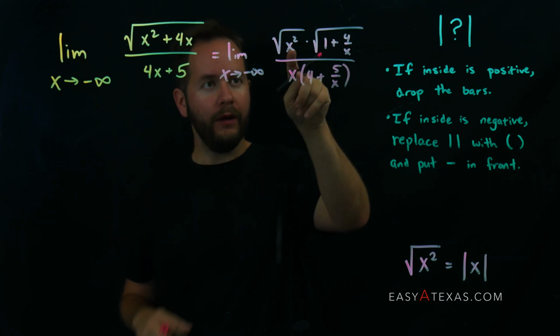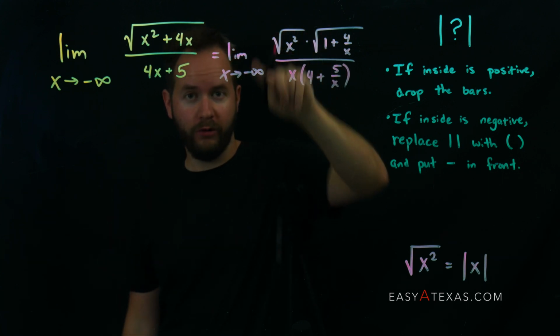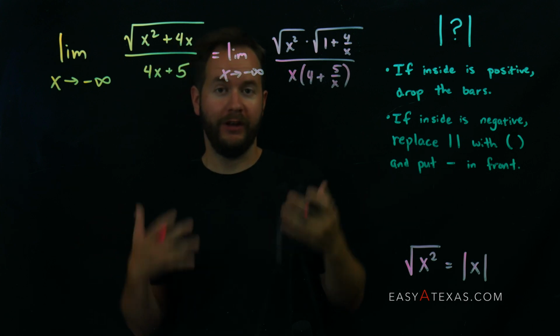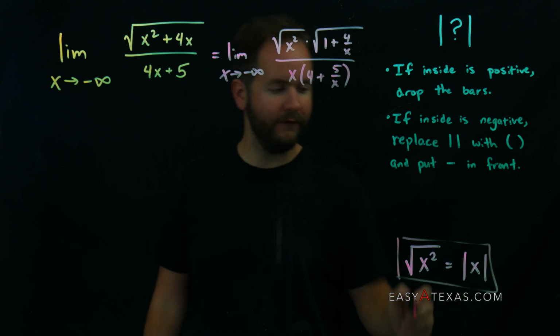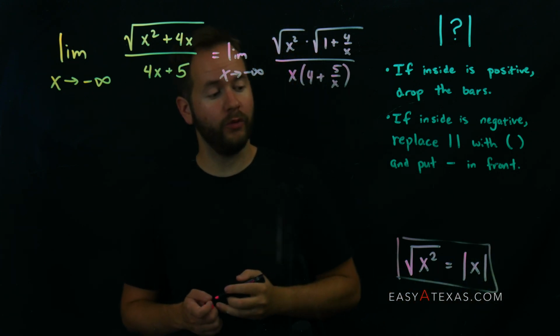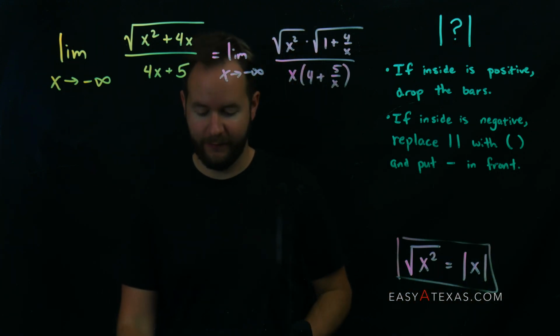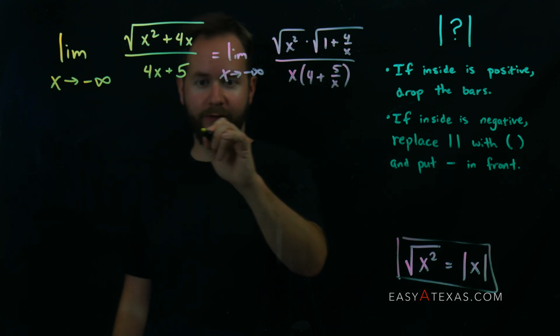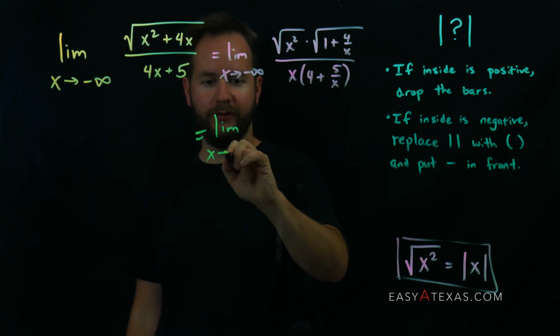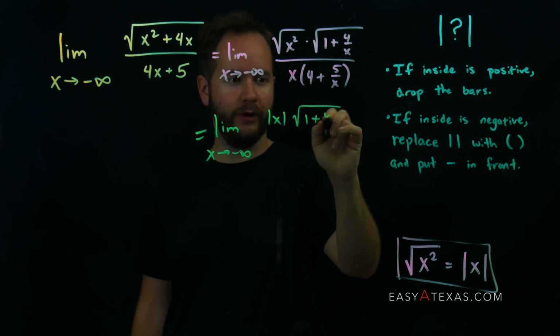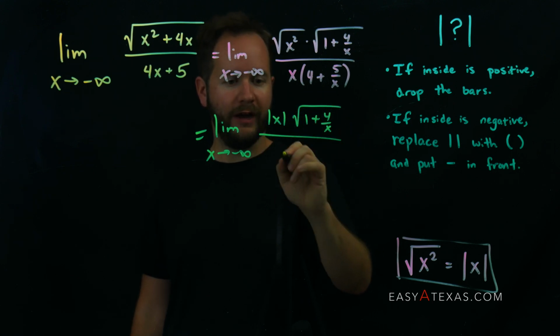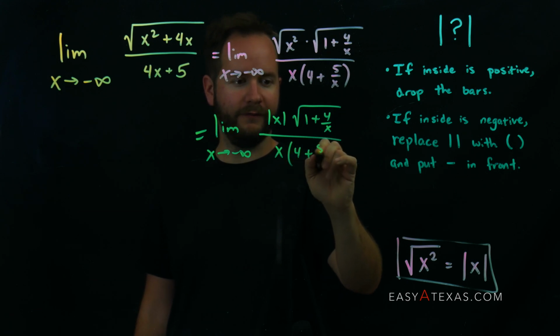Okay, well, what I want to address here is the square root of x squared. A lot of people think, well, if you take the square root of x squared, you just get x, but that's not quite true. We need to know this rule involving absolute value that tells you when you take the square root of x squared, you get the absolute value of x. So what I end up with up above is the following. The limit as x goes to negative infinity of the absolute value of x times the square root of 1 plus 4 over x, all divided by x times 4 plus 5 over x.